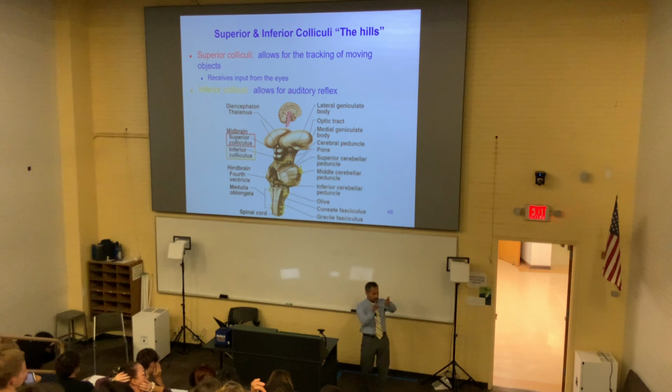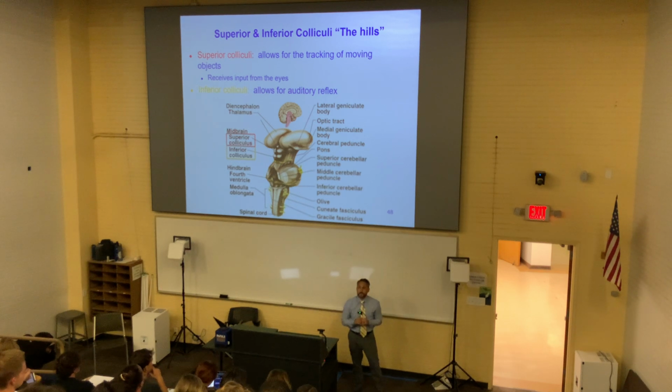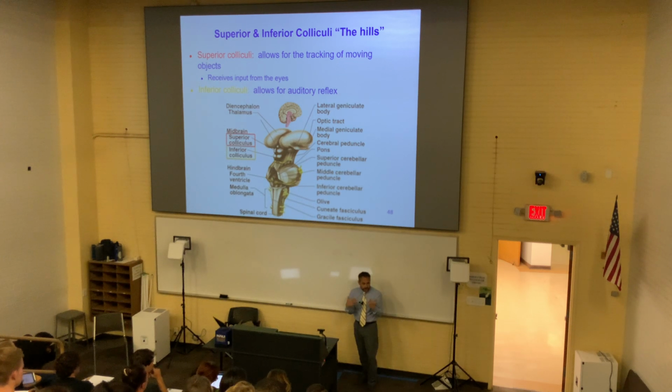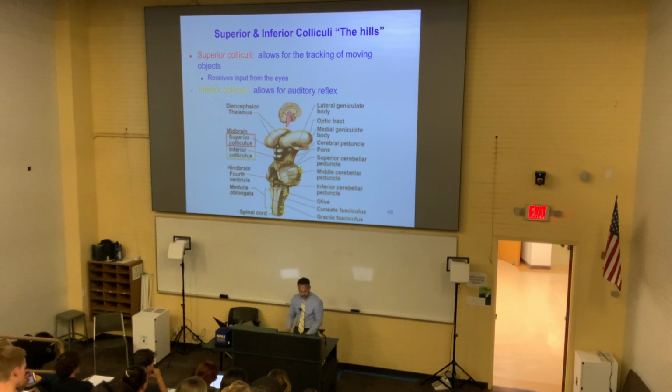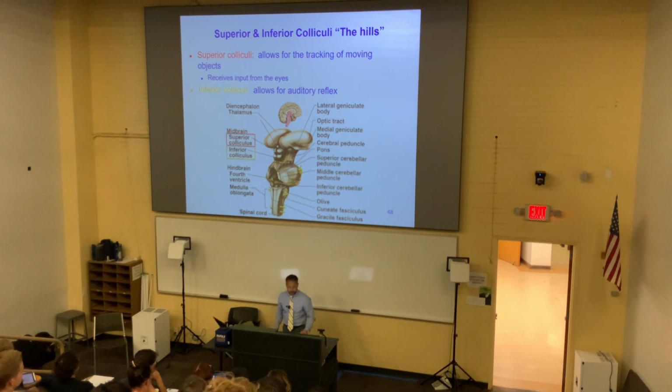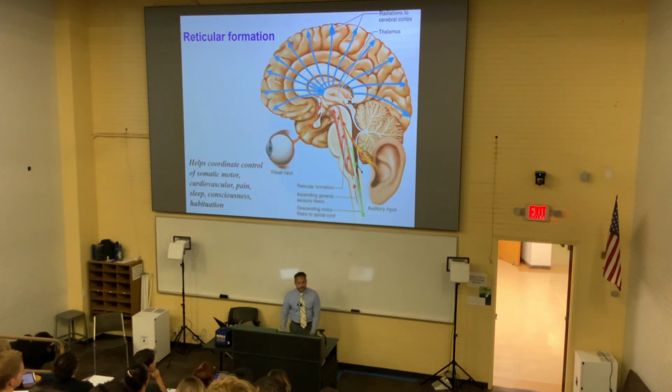The ability to track visible objects as they're moving by, and the ability to listen to a sound and know, is that danger getting closer to me or is that danger getting further away? Lots of other things are labeled on the slide. Those are the things that I want to focus on: superior and inferior colliculi, and those two examples.